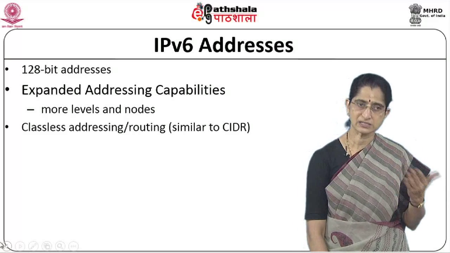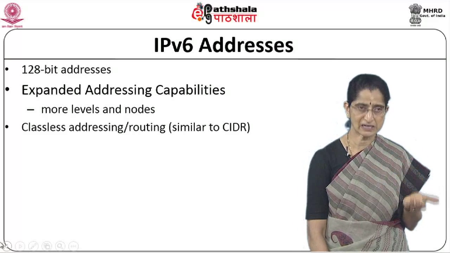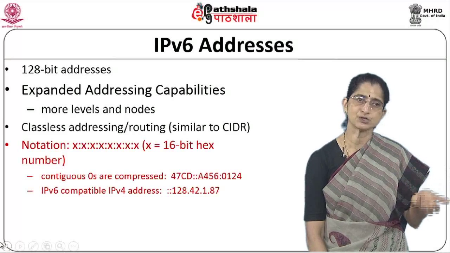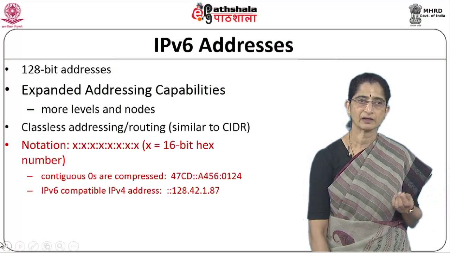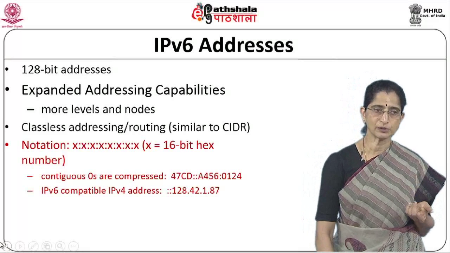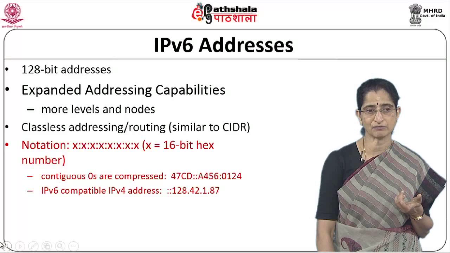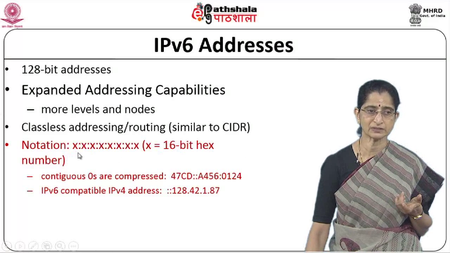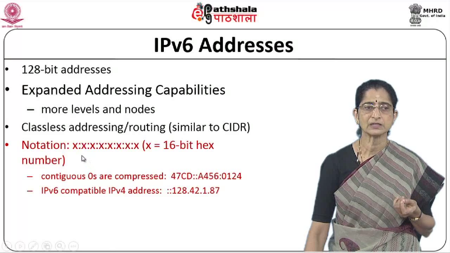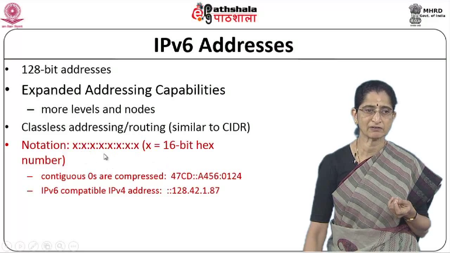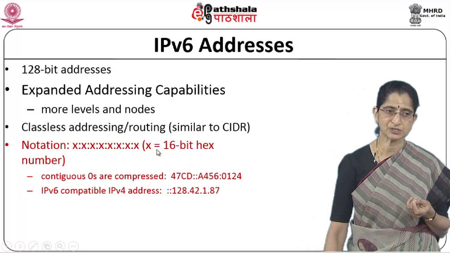The idea followed is something very similar to CIDR, that is you have a classless addressing mechanism, so that it becomes easy to aggregate the addresses and it gives you flexibility in the aggregation of the addresses. The notation that is normally used, remember it is a 128-bit address that we have to specify. So, the 128-bit address is specified by means of what we call a colon hex notation. So, you have these 16-bit hex numbers separated by colons. So, you will have 8 such, 8 into 16 is 128, right.